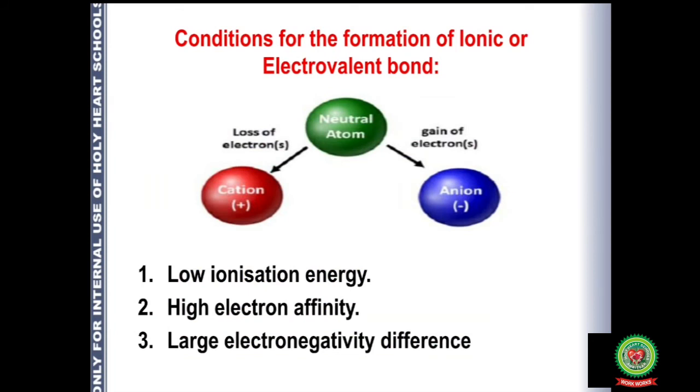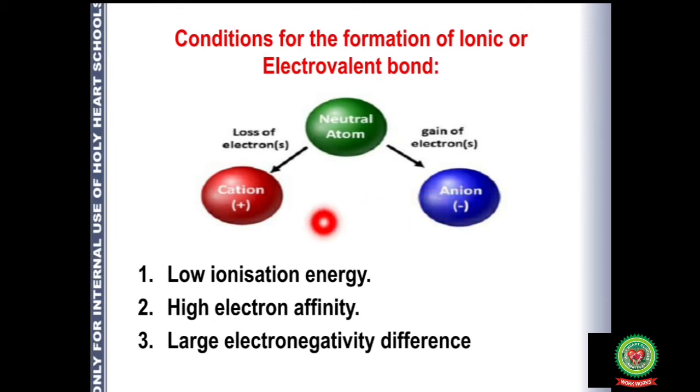The next is, we need to study conditions for the formation of ionic or electrovalent bond. We have a neutral atom. Take the example of sodium. Sodium will lose electron and form a cation. If we have chlorine, as it is a non-metal, it will gain electron and form anion. Positively charged ions are known as cations, and negatively charged ions are known as anions. The formation of cation and anion depends on some following factors.